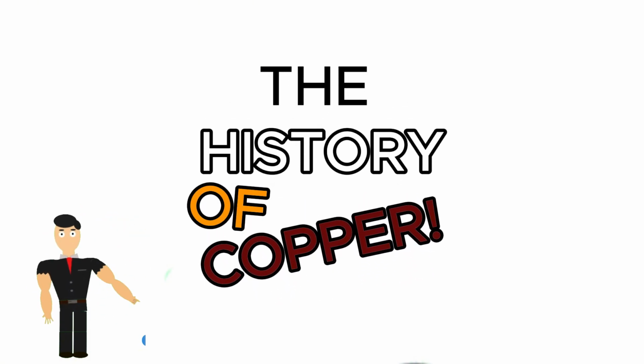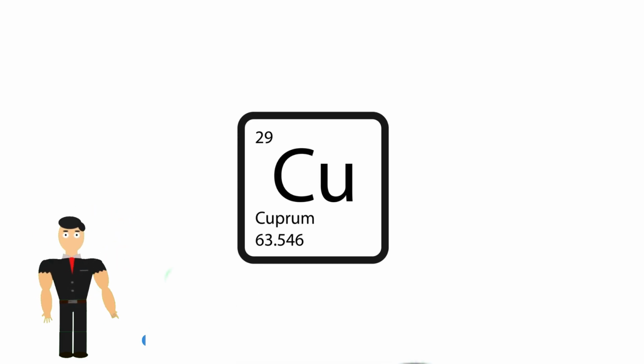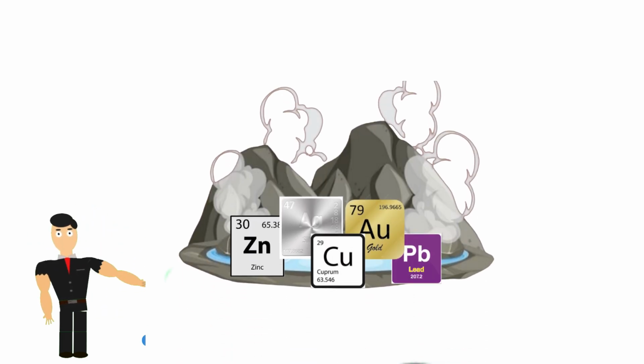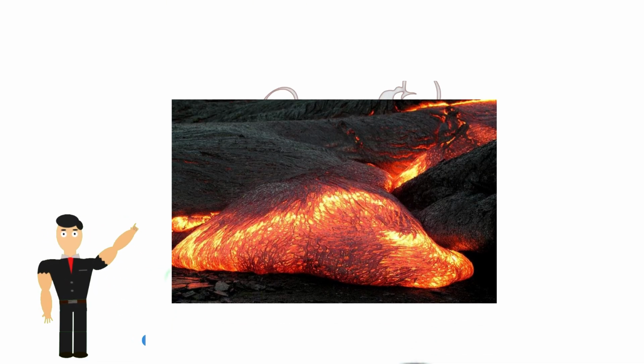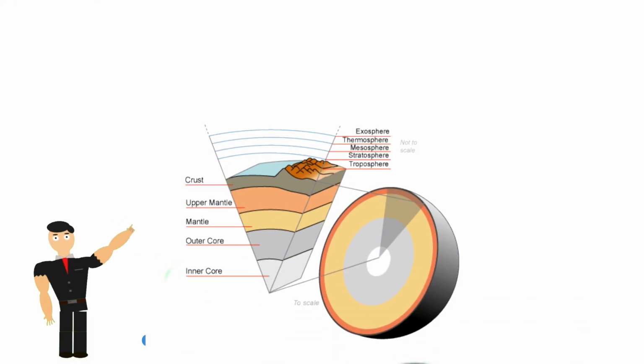First things first, let us talk about where it's found. Copper is often found with other elements such as lead, zinc, gold, and silver in deposits. However, larger amounts of copper are found in porphyry copper deposits, which were once larger masses of molten rock that cooled and solidified in the Earth's crust, making copper.